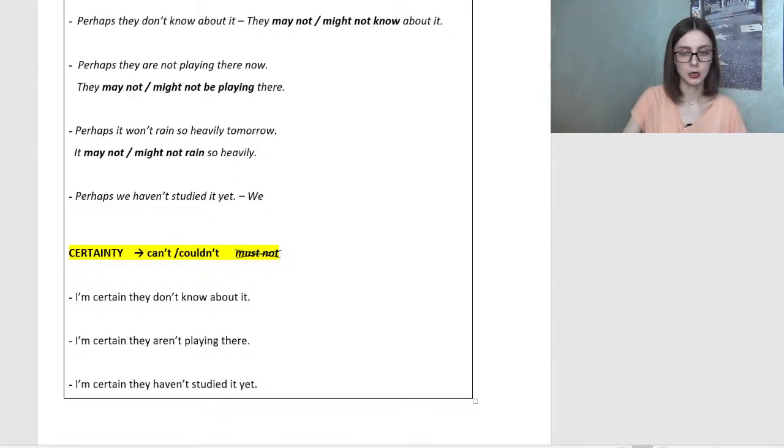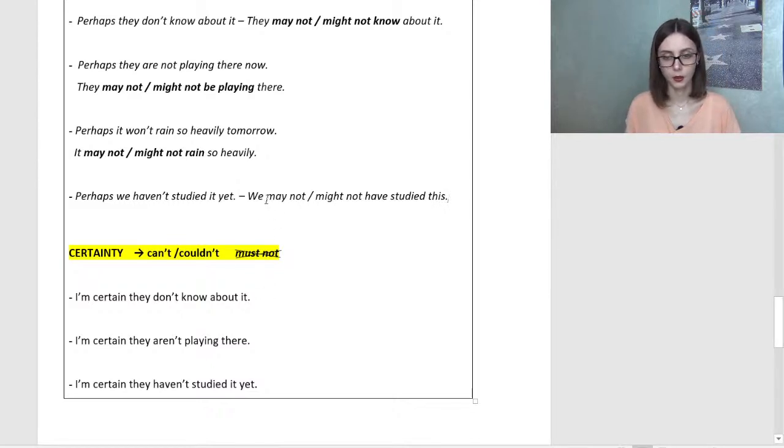We may not or might not have studied this. I don't know, we may not have studied this, we might not have studied this, I'm not sure.